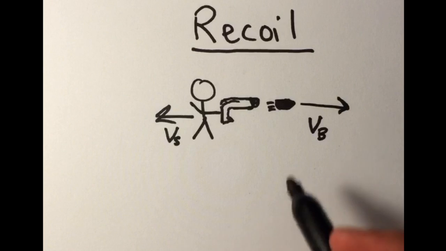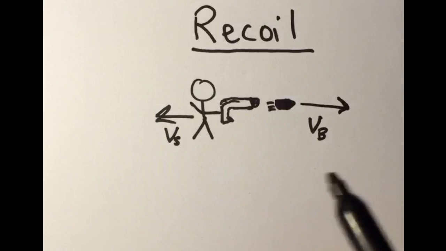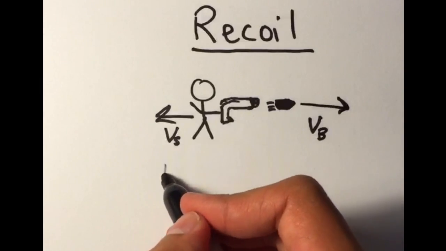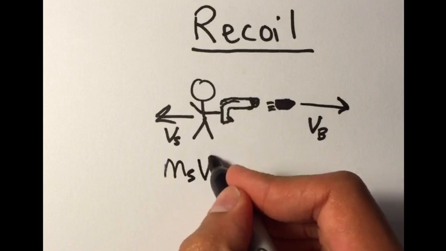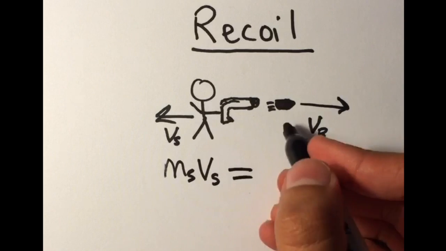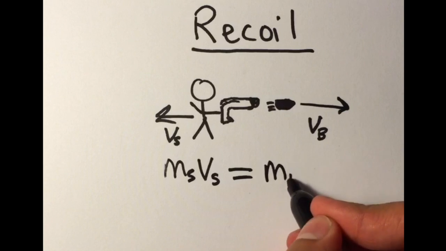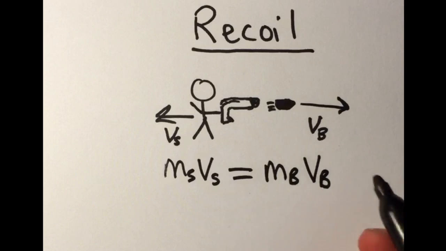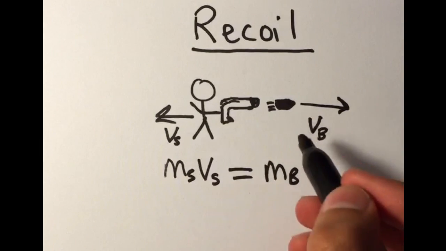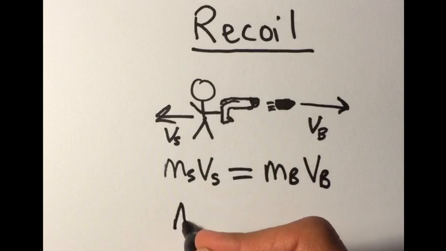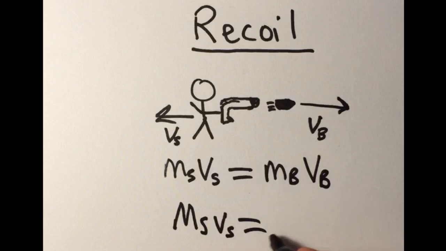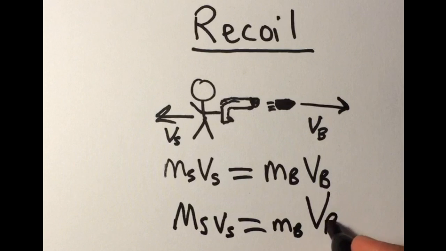When a gun is fired, the bullet and shooter have the same amount of momentum, according to the law of conservation of momentum. The shooter's momentum is given by m shooter times v shooter equals the mass of the bullet, m bullet, times the velocity of the bullet, v bullet. Because the shooter has so much mass and the bullet has so little, the velocity of the shooter will be smaller, whereas the bullet mass is very small and velocity will be very large.